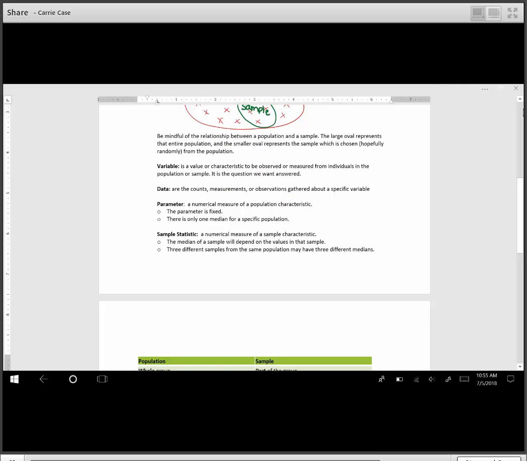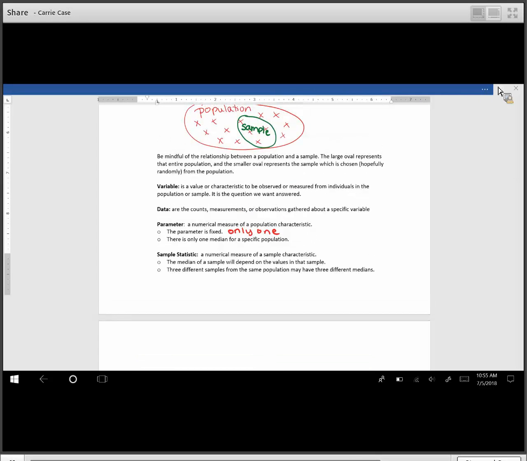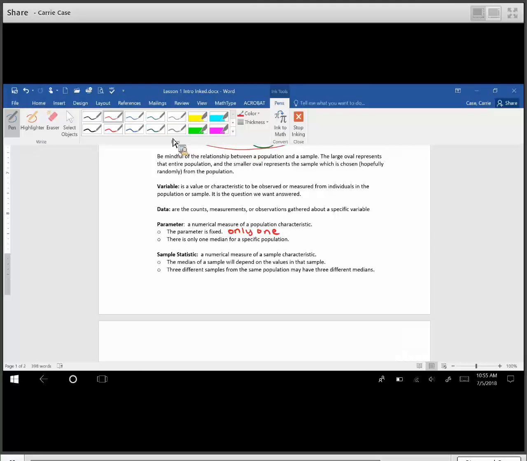A variable is a value or characteristic to be observed or measured from individuals in the population or sample. It's the question that we want answered. Data are the counts, measurements, or observations gathered about a specific variable. A parameter is a numerical measure of a population characteristic. The parameter is fixed. That means there's only one. There's only one median for a specific population. So if we were to calculate the median, there would be only one.